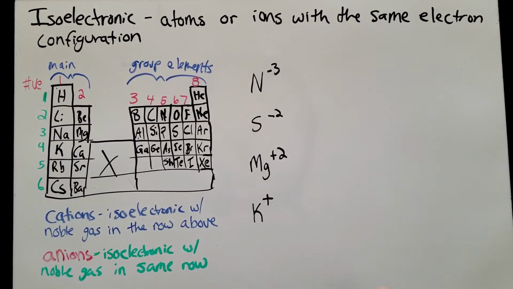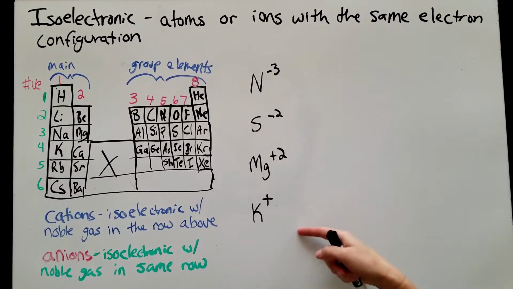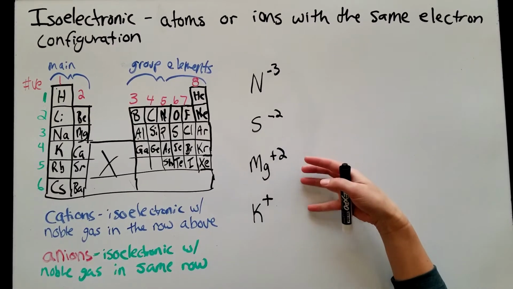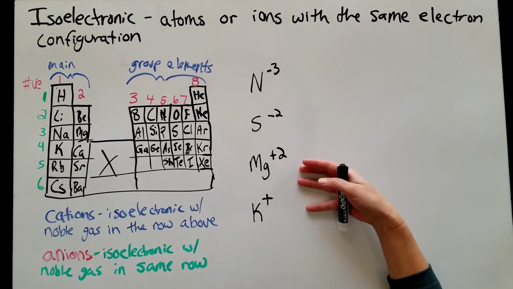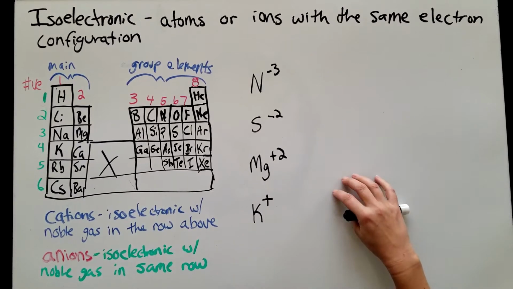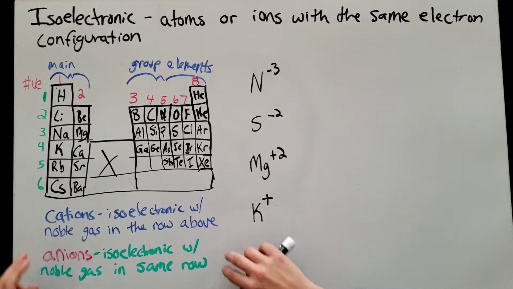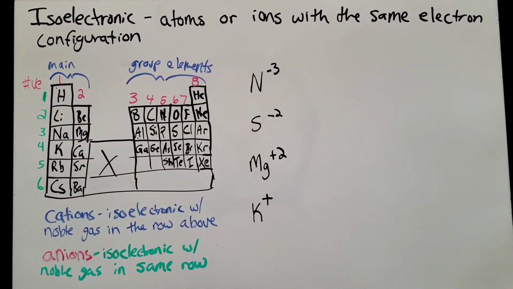The goal with isoelectronic is you'll often be asked a question where you'll be given different atoms or ions, and you'll be asked, are these atoms or ions isoelectronic with one another? To figure that out, you could write the electron configuration of these ions and compare them, or there's always a shortcut way. First, you need to recognize what you are looking at. Are you looking at a neutral atom? A cation? Or an anion?